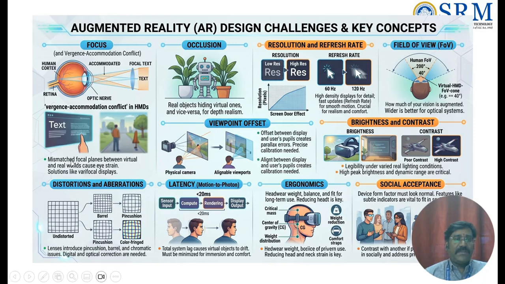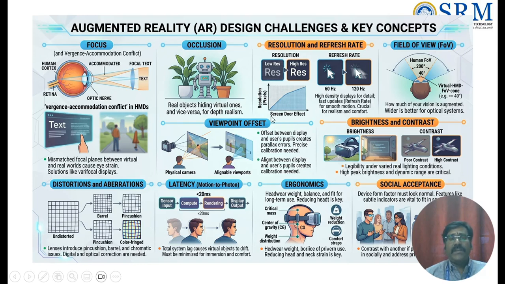When there is a mismatch of focal length between the virtual and real world, it causes high strain, so a varifocal display is used. In the case of occlusion, the real object hides the virtual ones and vice versa, for the depth range. And the resolution and the refresh rate are the most important characteristics of visual perception.